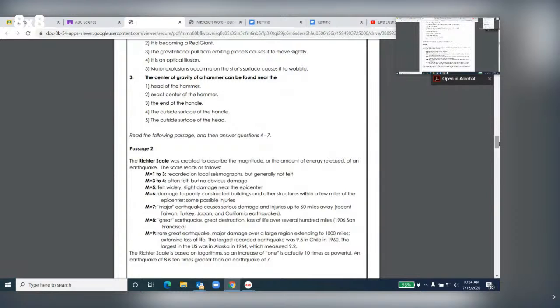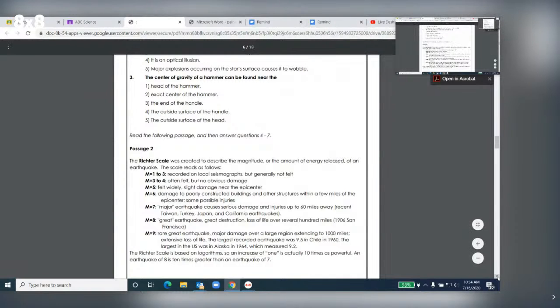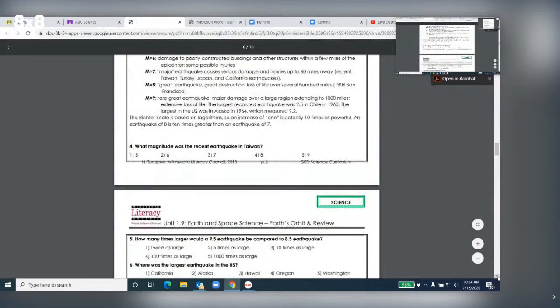An earthquake of 8 is 10 times greater than an earthquake of 7. Okay, so I just gave you some general information about the Richter scale, that's how we measure earthquakes. So if we go down to number 4, what was the magnitude of the recent earthquake in Taiwan? And if we go up to here to M7, we can see there's Taiwan.